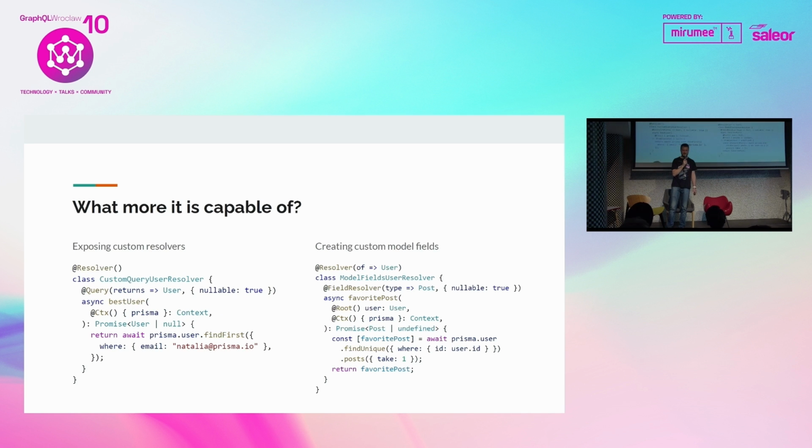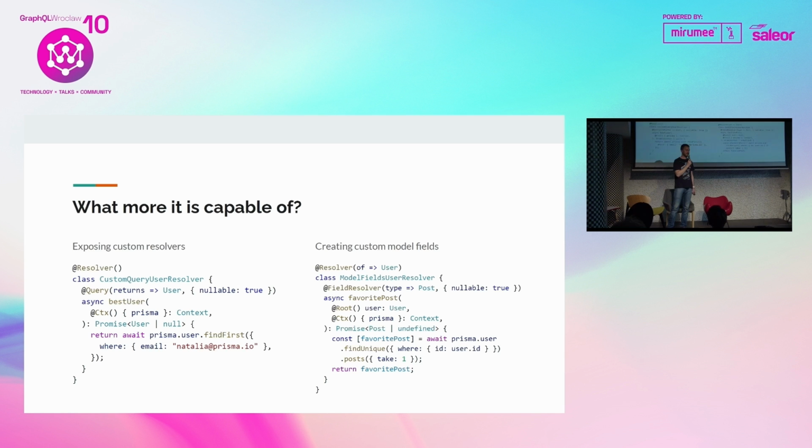It's not only that the generator creates the source files and we can only use the things that it provides with the package, but we also can choose what we want to use and build our own logic around that. So for example, here we have the best user query, which has all our own logic, like finding the first user with the provided email.